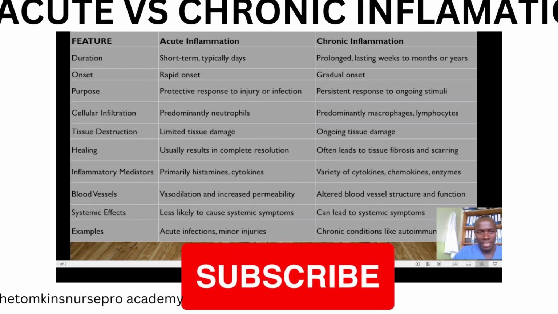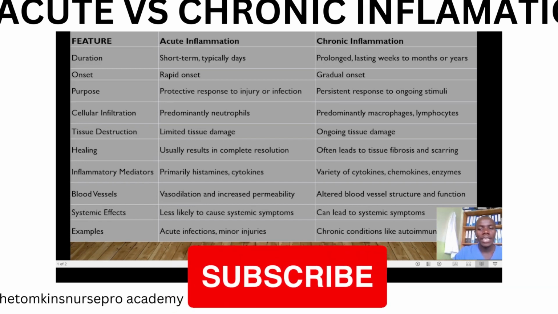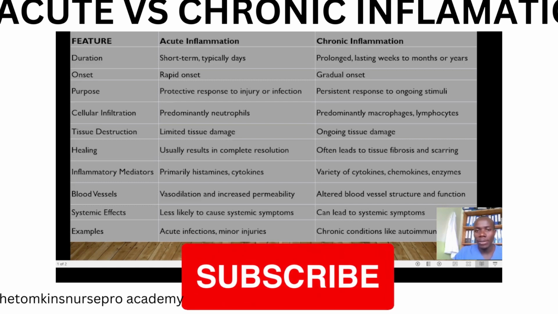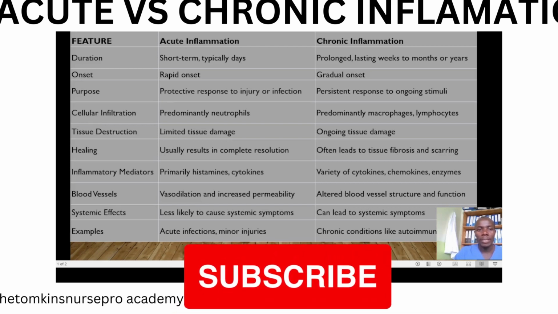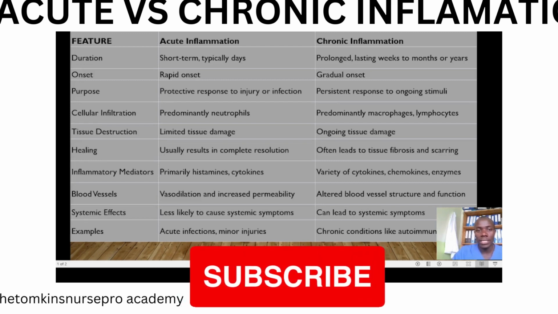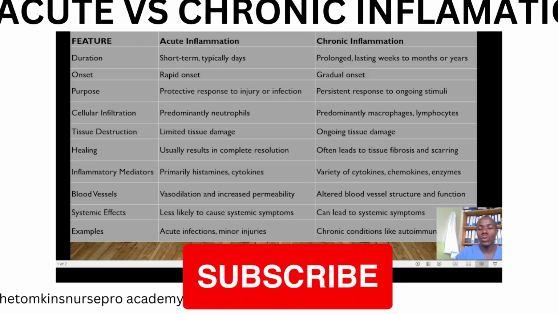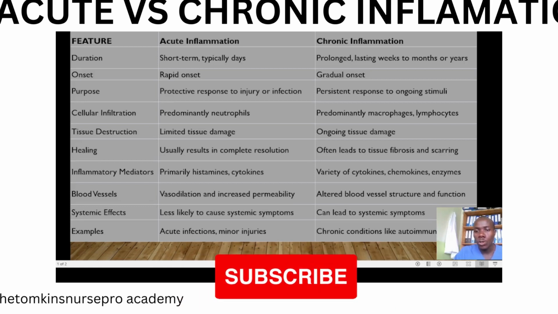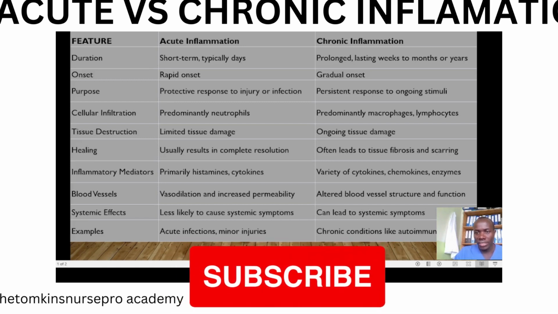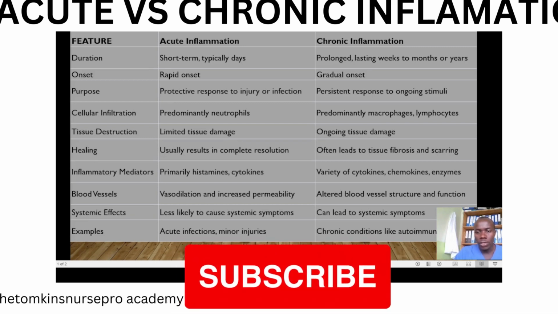When does it start in terms of onset? Acute inflammation is rapid in onset, whereas chronic inflammation is gradual in onset. It takes time, guys. What's the purpose of acute inflammation? We say that it's part of the immunity, a protective response to injury or infection. Whereas chronic inflammation is a persistent response to ongoing stimuli. There is an injurious agent constantly in the body, so the chronic inflammation will be present there.